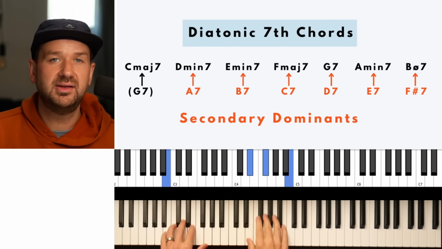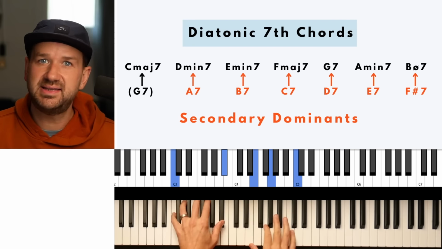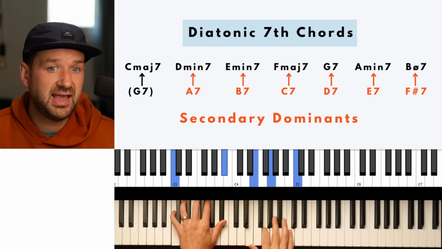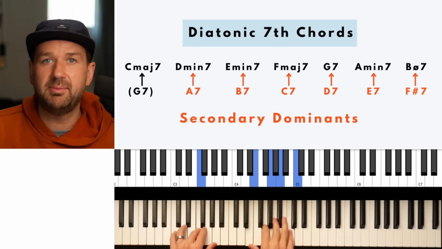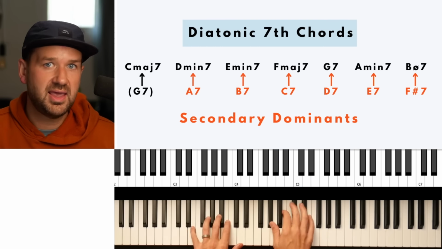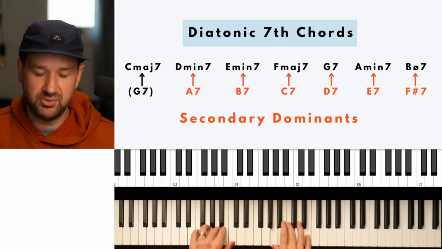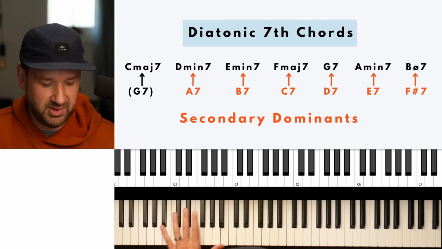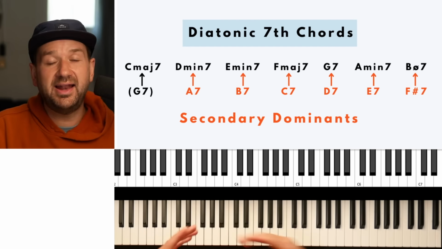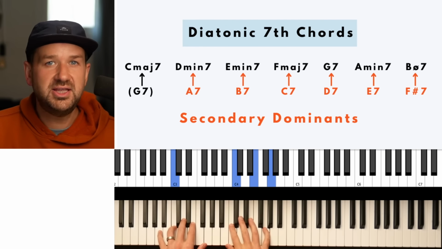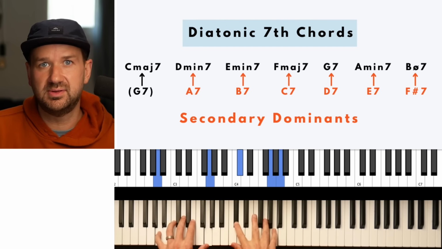Our B7 to E minor, right? C7 to our 4 chord, F major. That's right, C7 in the key of C, that's a secondary dominant going to F, right? D7 to G. E7 is the secondary dominant. You can see the root movement here, right? F sharp 7 to our B half diminished, right? So it's adding a 5 chord to each one of the diatonic 7th chords.